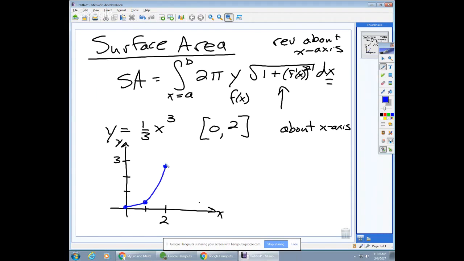So this is the curve that I am going to revolve around the x-axis. And then that's going to give me a funky cone shape. Something like that. And what we want to know is how much paint is it going to take to go around the outside of this cone? That's surface area. All right, let's do it.